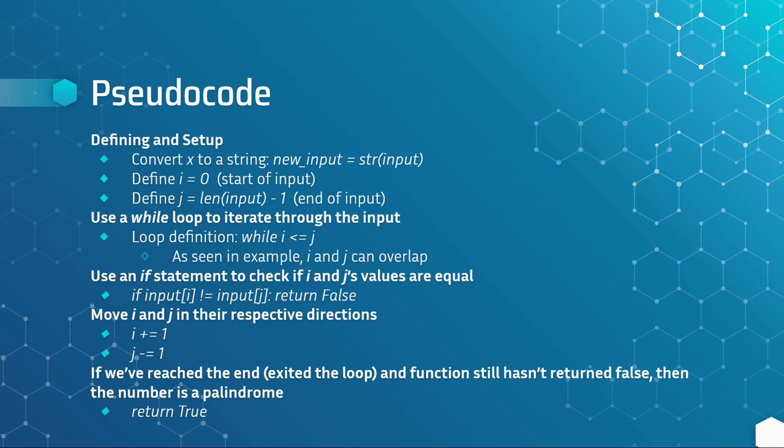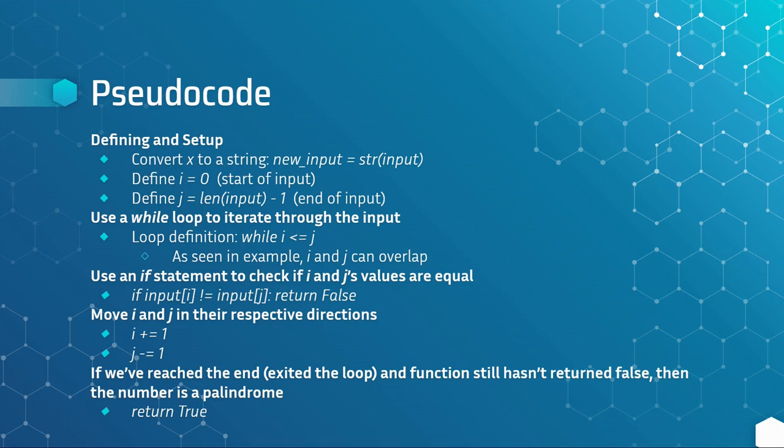Define i and j at the start and end. Note for j, I make it length of input minus 1 because indices are 0 indexed. And we use a while loop to iterate through the input. The loop definition is while i is less than or equal to j. As seen in a previous example, i and j can overlap.